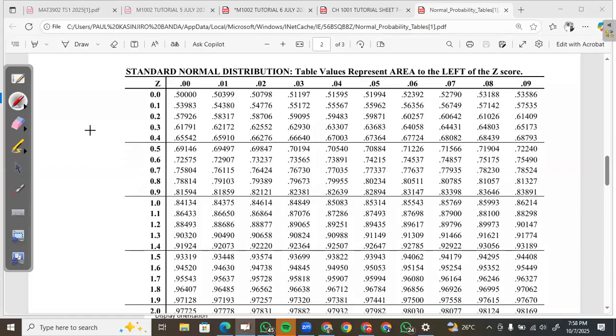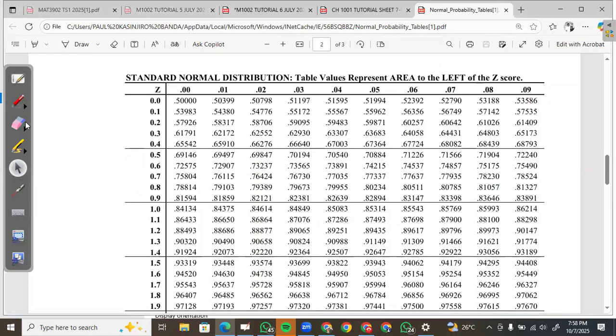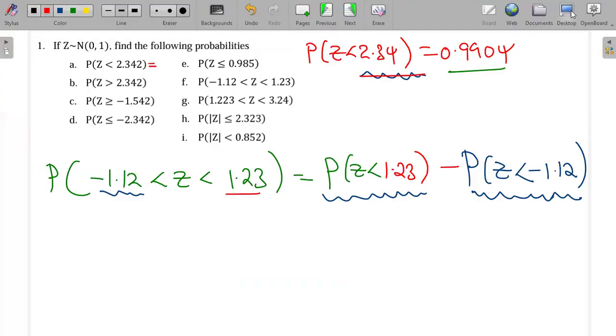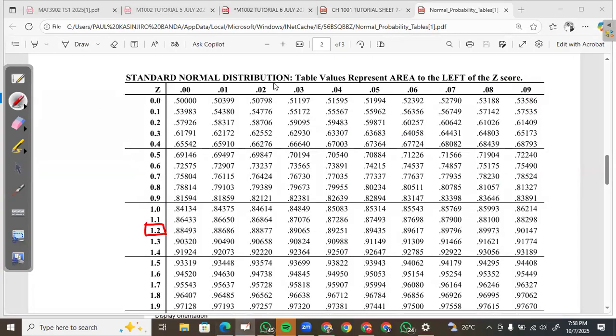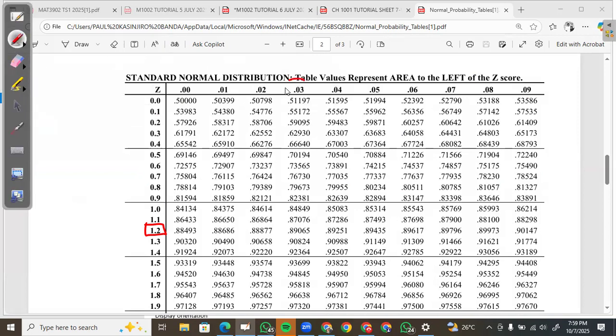So 1.2 is here, and then we have 0.03. Oh, that is 0.02, so 0.03 is there. I go to the right from here, and then I come down from there. This is the value that I'm looking for, and that is 0.89065. That's what I have.